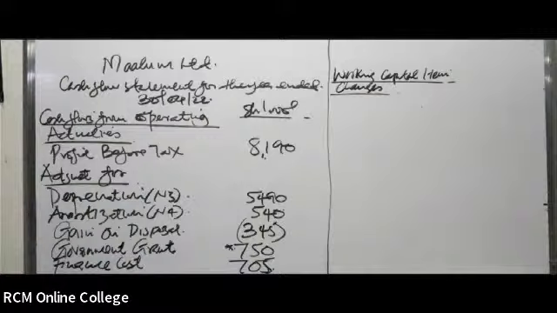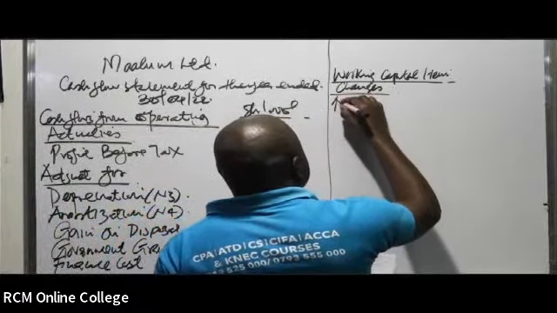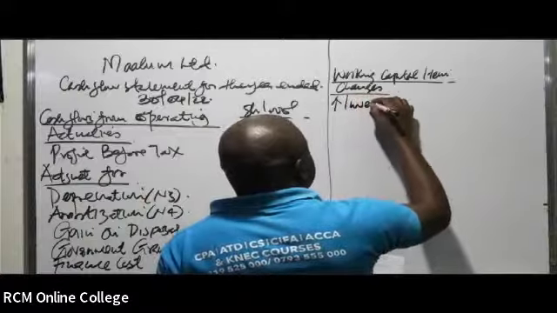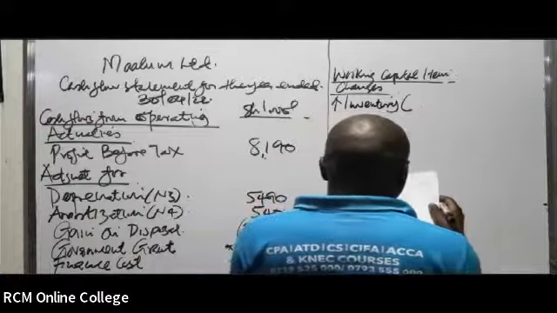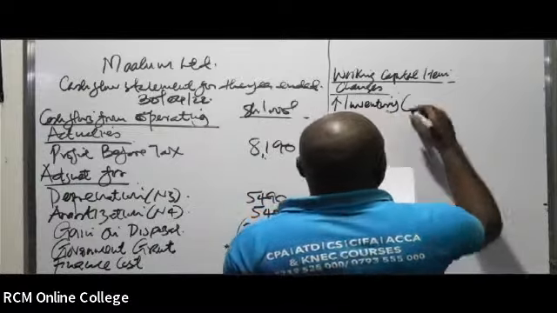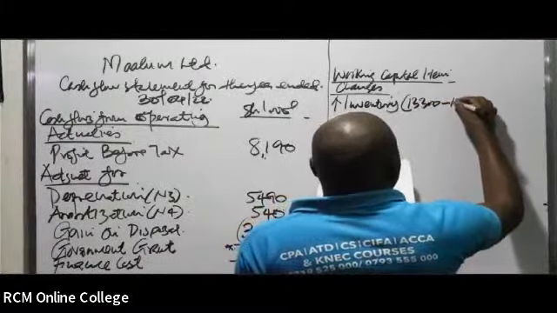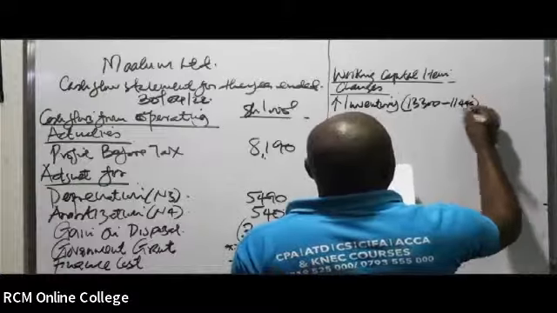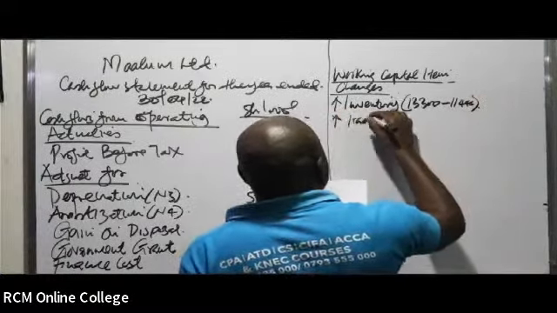For the receivables, there was also an increase. So in this case, we'll deduct both of them. We have an increase in inventory. The figure of inventory is 13,300 minus 11,445. Also, we have an increase in the trade receivables.